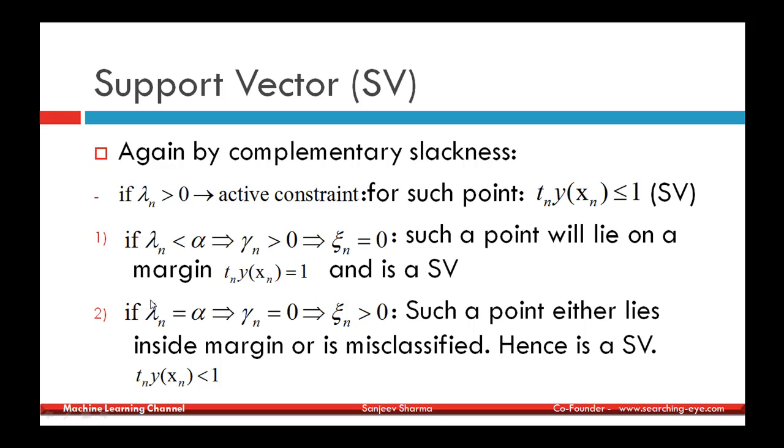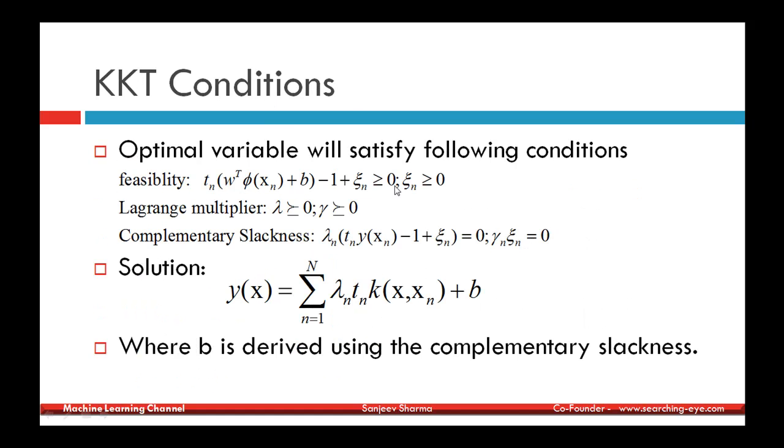The second case is that if lambda n is equal to alpha, in that case gamma n will be 0, and for such a point eta n will be greater than 0, and such a point can either lie inside the margin or be misclassified. So such a point either lies inside the margin or is misclassified, hence it is also a support vector, as it will play a role in the decision making. For such a point t n times y of x n is less than 1, and the constraint is satisfied, that is, t n times y of x n is equal to 1 minus eta n.